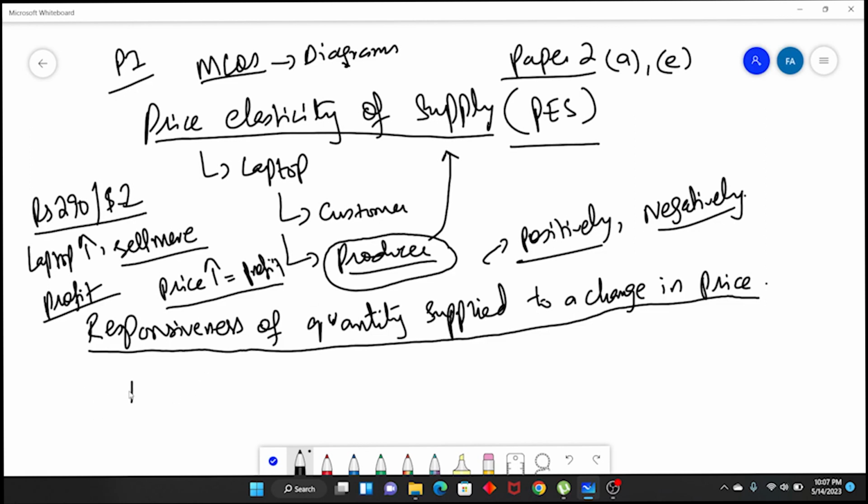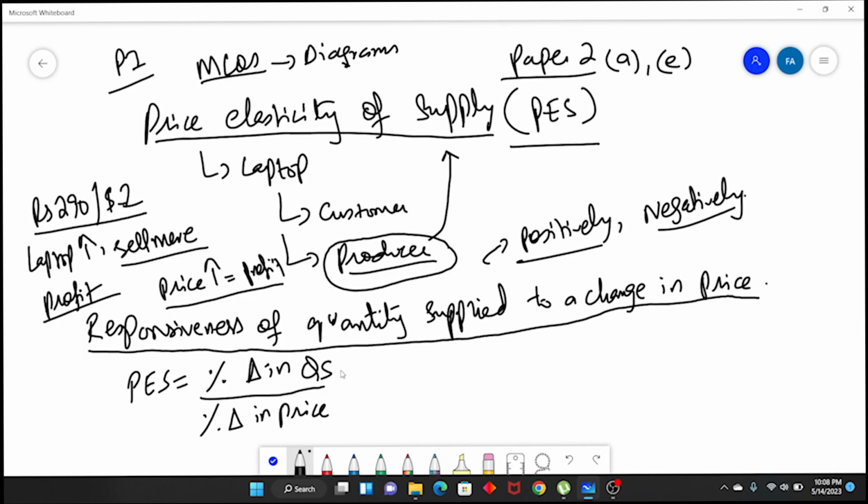So now coming down to the formula of price elasticity of supply. What is this? Percentage change. This small triangle is termed delta in mathematics. You could say that it's percentage change in quantity supplied, QS, divided by percentage change in price. So this is a simple formula. Maybe you might be understanding this, sir. This is very easy, but there's a problem in that.